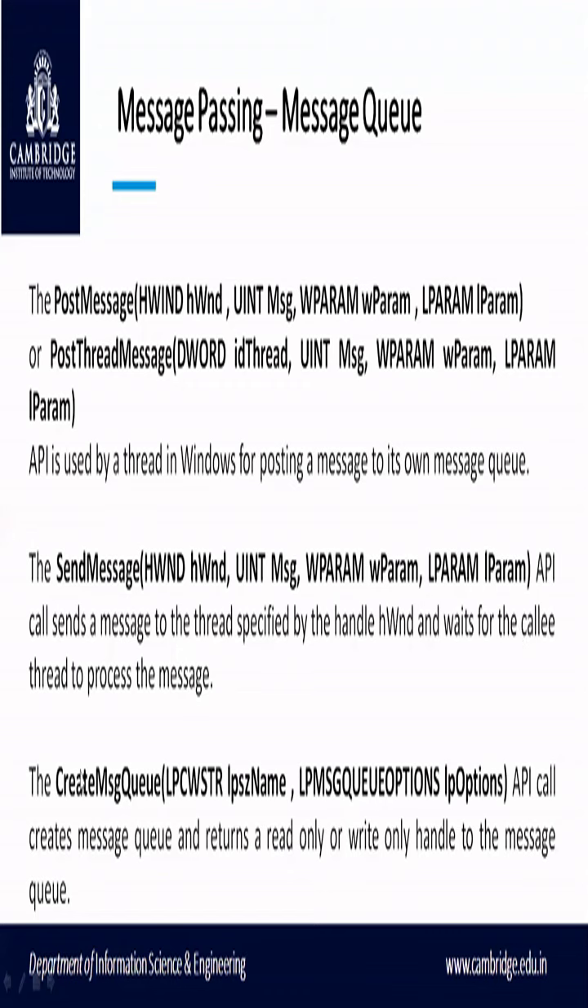Then this is used for creating a message queue. This API call creates a message queue and returns a read only or write only handle to the message queue. So when you create your queue, it can be either read only or write only. When you are sending a message, that is write, so you are writing something onto that queue. When you are receiving a message, that is read only. So it is going to consider either read only or write only access.